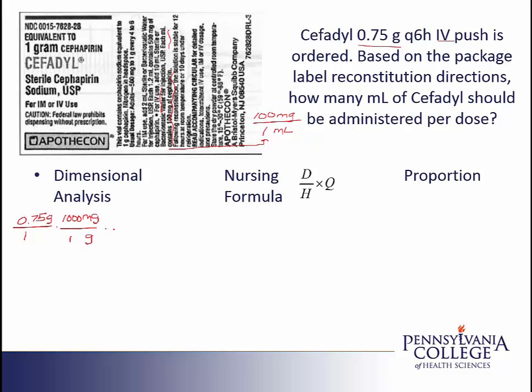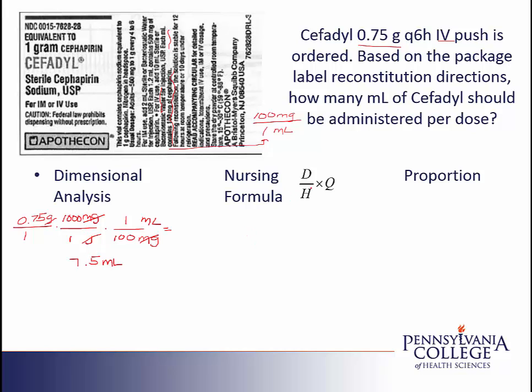My next fraction is to use the strength of the med to cancel the milligrams. So I'll put the milligrams on the bottom and the milliliters on top. And we have that there are 100 milligrams per 1 milliliter, and that cancels the label of milligrams. So I'm ready to do the math. 0.75 times 1,000 divided by 100, and I get an answer of 7.5 milliliters.